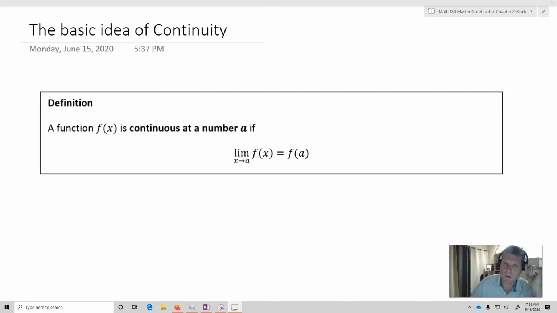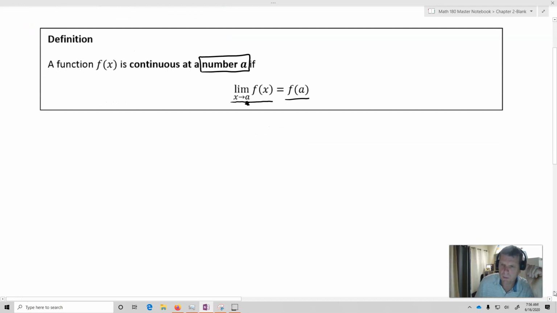A couple things that I want to point out inside of this definition. One is that it's continuous at a number a. So what we're talking about here is only a single value for x. It's this a right down here inside of that notation. We're going to say the function is continuous at a if the limit as x approaches a of f of x equals f of a. Okay?